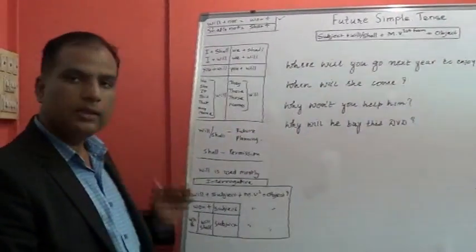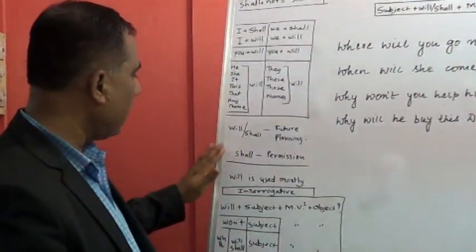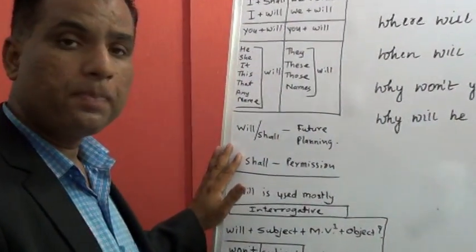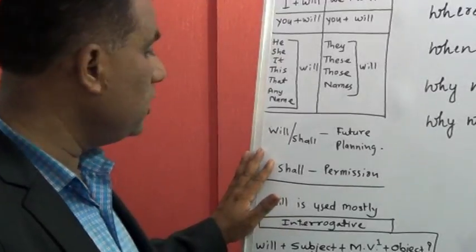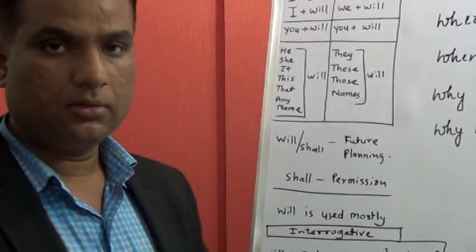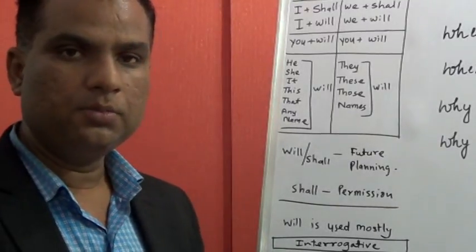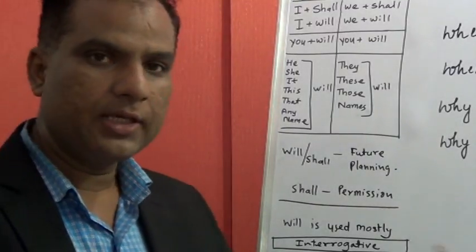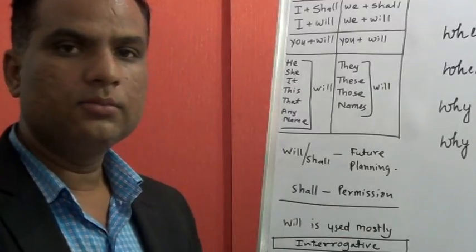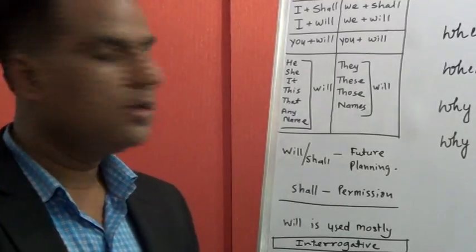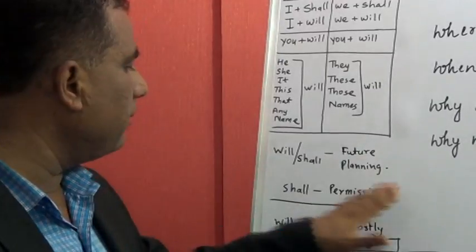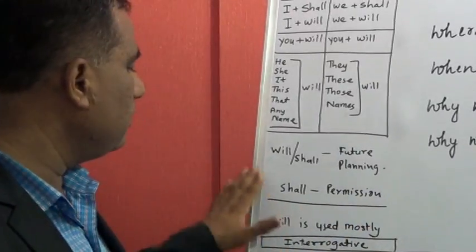Now there is another aspect of this helping verb shall, because shall is also used for seeking permission. For instance, when shall I come to meet you? Where shall I go from here? Whom shall I meet? So these permissions can be sought with the help of shall.